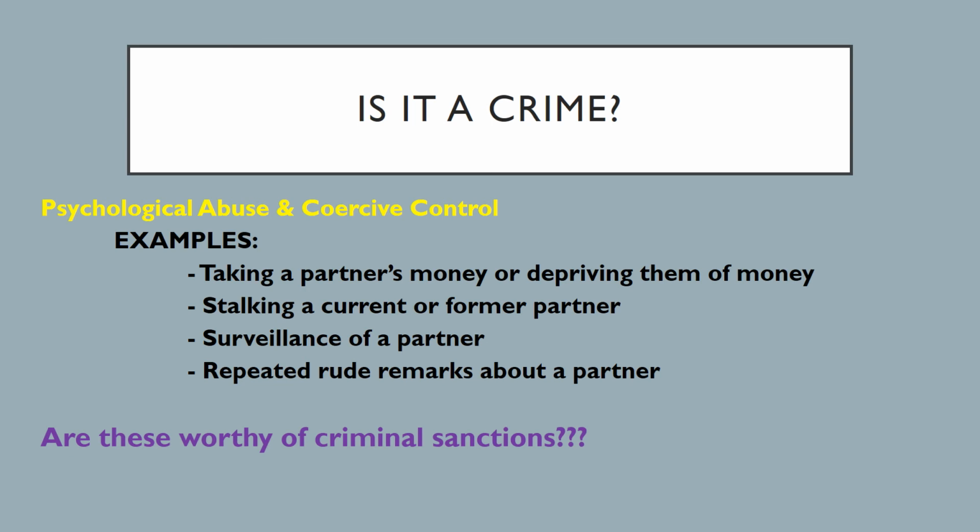There's going to be people, from neighbors all the way up to the judge sitting in a court, who are going to take different views on at what point making rude remarks to a partner crosses the line from simply being inappropriate and rude behavior to being criminal behavior that is worthy of punishment. And that's why at the end we finish off this slide with that in purple where it says, are these worthy of criminal sanctions?